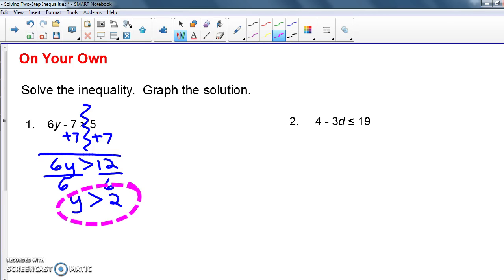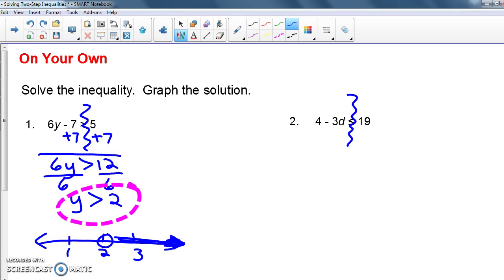Wow, that's fancy. Now I'm going to go ahead and graph that. I'm going to go ahead and graph that here. So y is greater than 2, open circle. And it goes like that. All right, let's look at the second one.